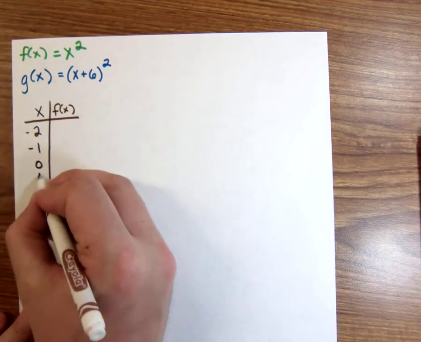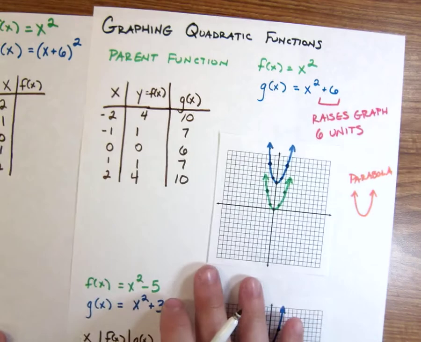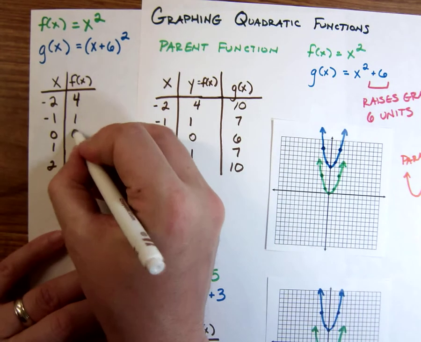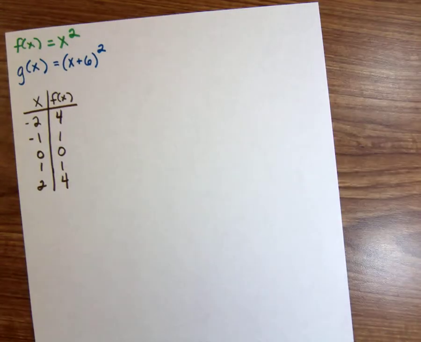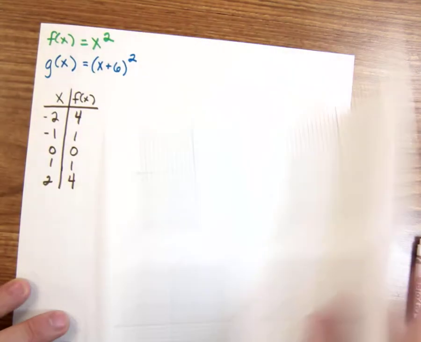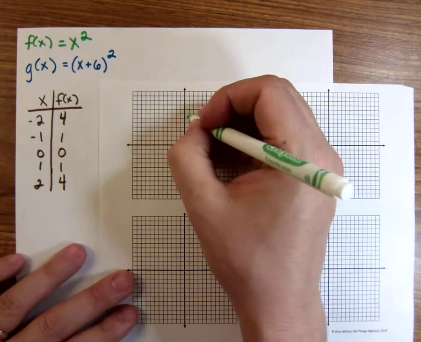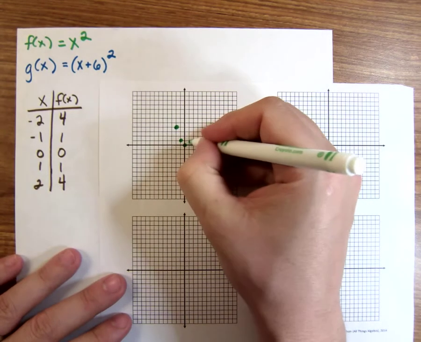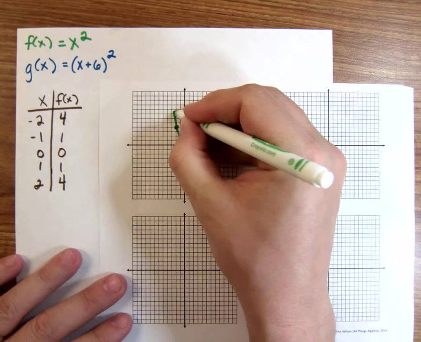Okay, so I'm going to go ahead and do the parent function first, and I'm not actually going to do the math again because I did the parent function on this first page here. So I'm just going to copy those values straight over. It was 4, 1, 0, 1, 4. No reason for me to do the math again. It's the same every time. Okay, so I'm going to go ahead and take the graph and put the parent function on there. So, negative 2, 4, negative 1, 1, 0, 0, 1, 1, and 2, 4. And there's my parent function, just like before. So consistent.